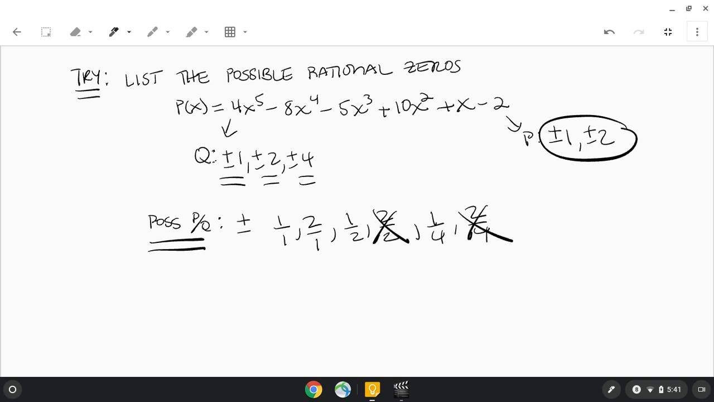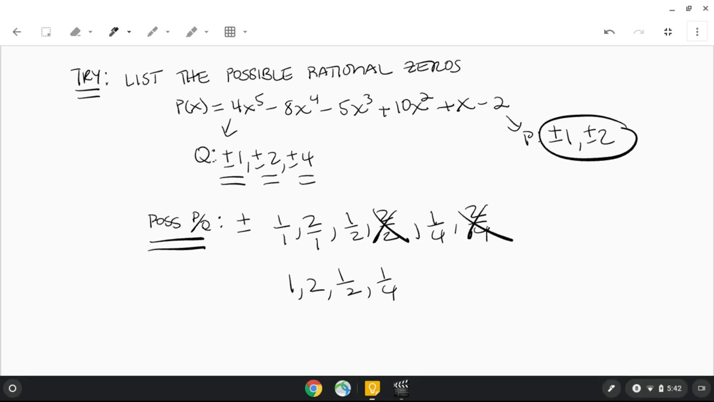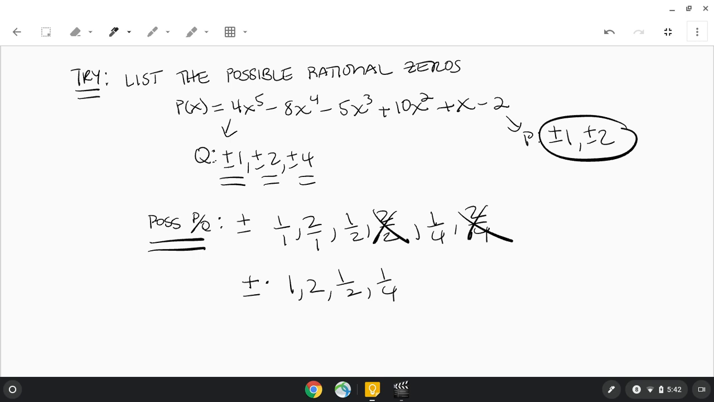Okay, so this is your list. You can reduce these here. It's going to be 1, 2, 1/2, 1/4. And of course, positive, negative, all of these. Positive and negative 1, you can try with synthetic division. Positive, negative 2, you can try with synthetic division. Positive 1/2, negative 1/2, you can try. Positive 1/4, negative 1/4, you can try. Okay?